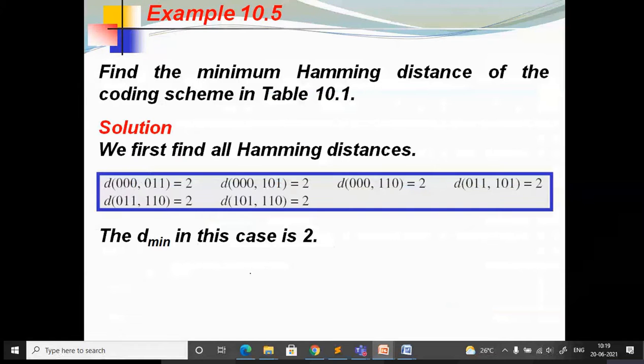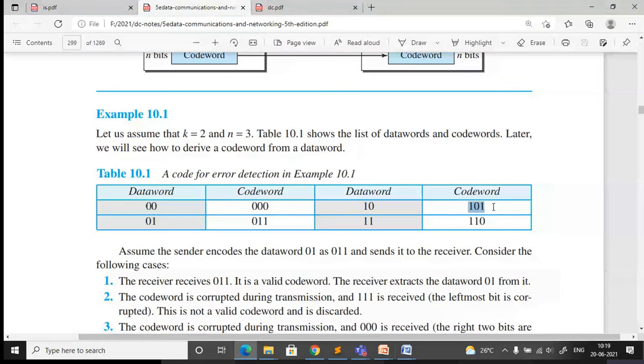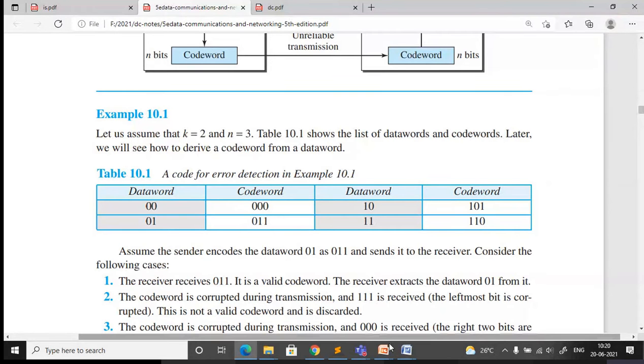To find the distance, it is not with respect to the data word. You need to consider the code word. So you need to take possible combinations of all these code words. Okay, one is 00. You take the combination of 00 with all possible 3, and you will be getting 3 combinations. Similarly, take this as a code word and make pairs with all remaining code words. That is how you need to calculate all possible code words.